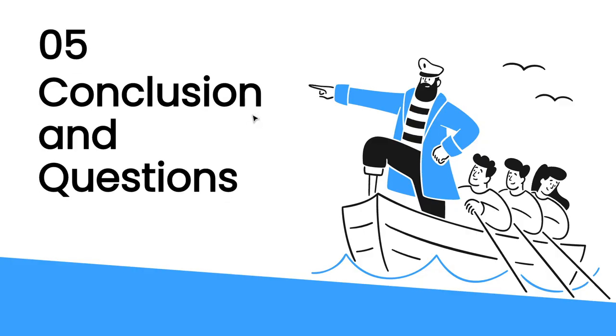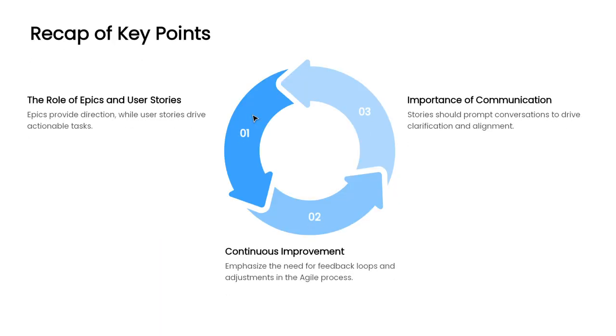Well, let's move to the conclusion. To wrap up, let's recap the key points we have covered. Epics provide the direction while user stories drive the actionable tasks. The agile process requires continuous improvement with feedback loops and adjustments throughout. Perhaps most importantly, remember that stories should prompt conversation to drive clarification and alignment. They are not comprehensive documents. They are conversation starters.